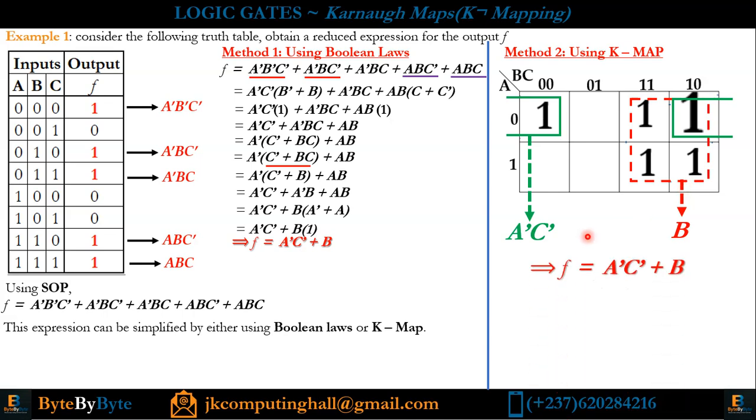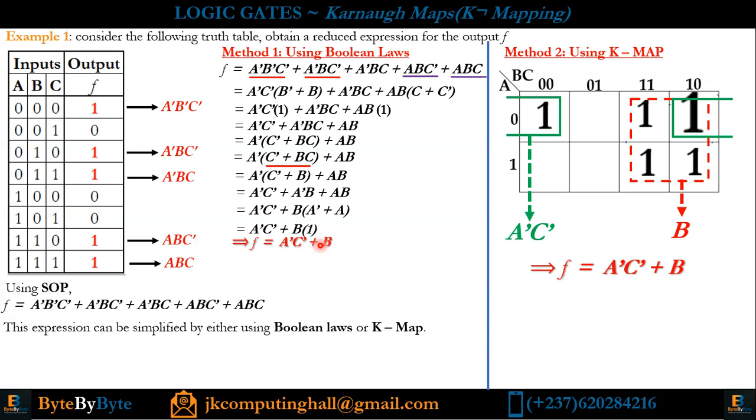And that is how I have my F equals A bar C bar plus B, as you can see here. So that is how easy the Karnaugh map is. And if applied correctly, like we did here, we shall have a very reduced expression. So with the Karnaugh map, the first thing, make sure you identify your SOP expression very well. From there, map it to the Karnaugh map.